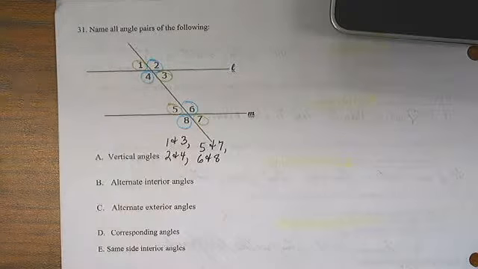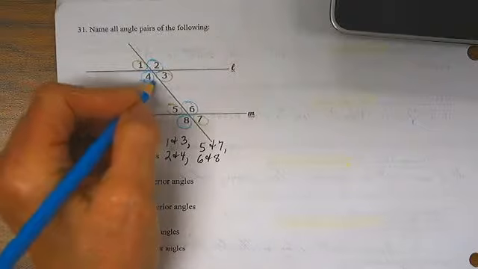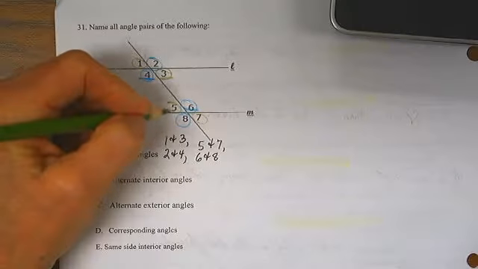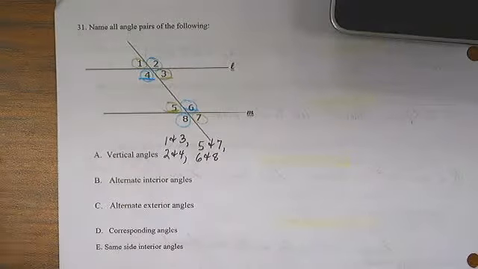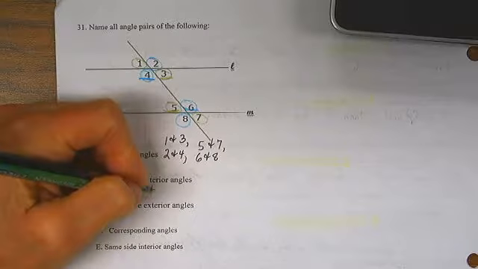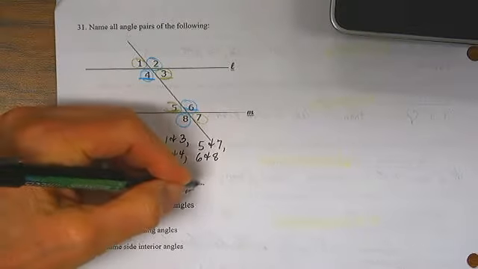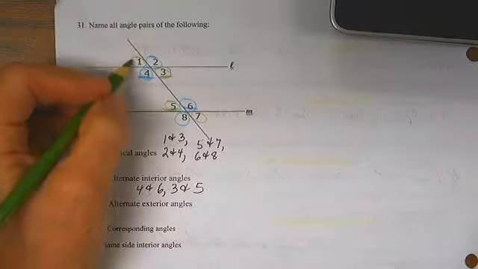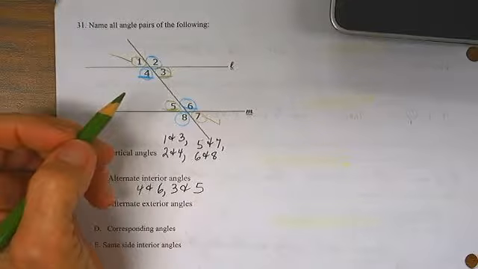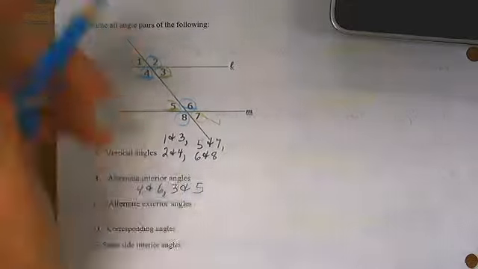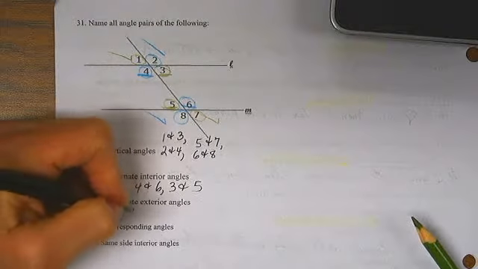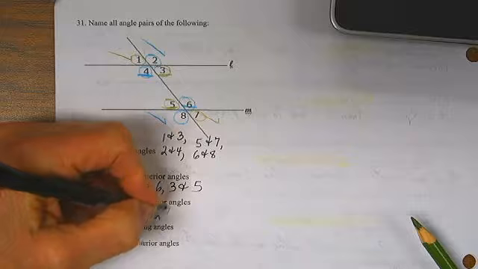Alternate interior angles, we have 4 and 6, and we have 3 and 5. Alternate exterior angles, we have 1 and 7, we have 2 and 8.